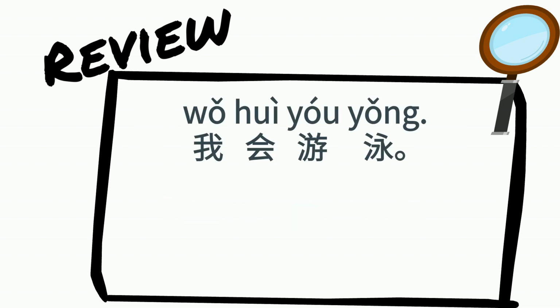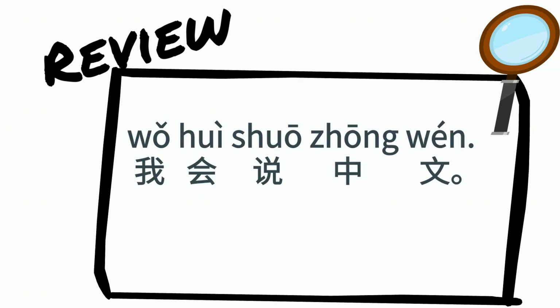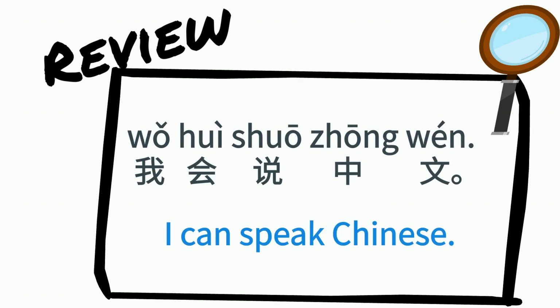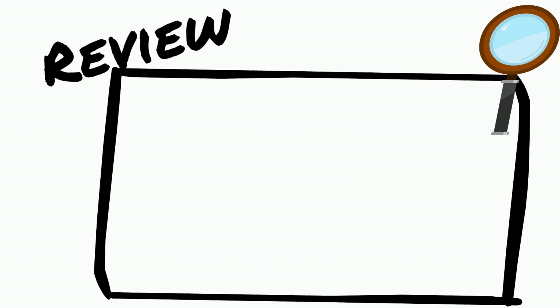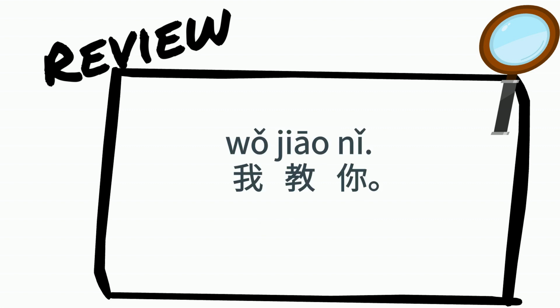我会游泳 I can swim. 我不会跳舞 I can't dance. 我会说中文 I can speak Chinese. 教 to teach. 我教你 I will teach you.